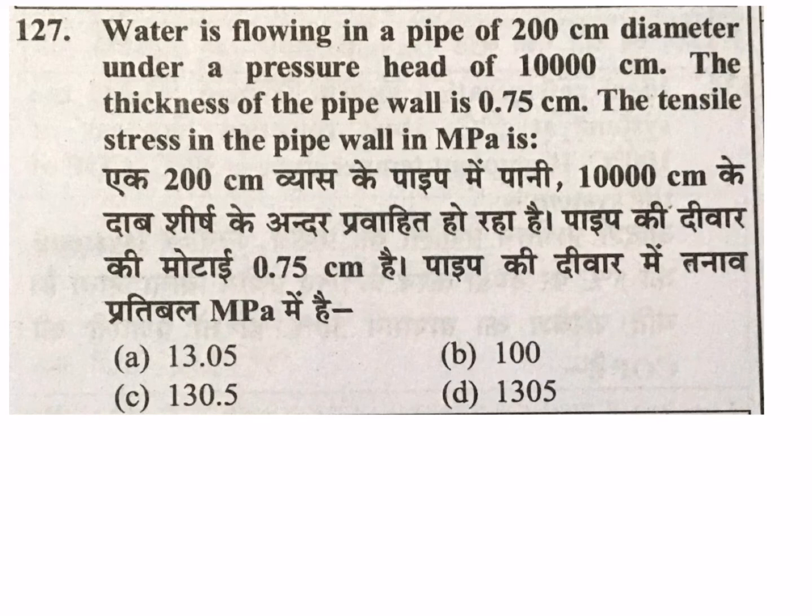Question is, water is flowing in a pipe of 200 cm diameter under a pressure head of 10,000 cm. The thickness of pipe wall is 0.75 cm. The tensile stress in the pipe wall in megapascal is how much? So we have to calculate the tensile stress in the pipe wall. Thin cylinder equation we have to use.